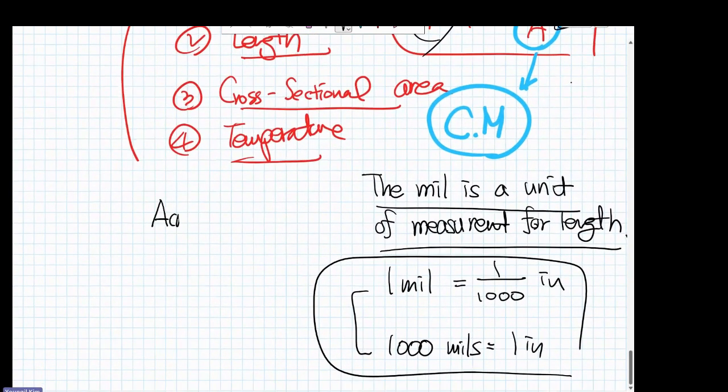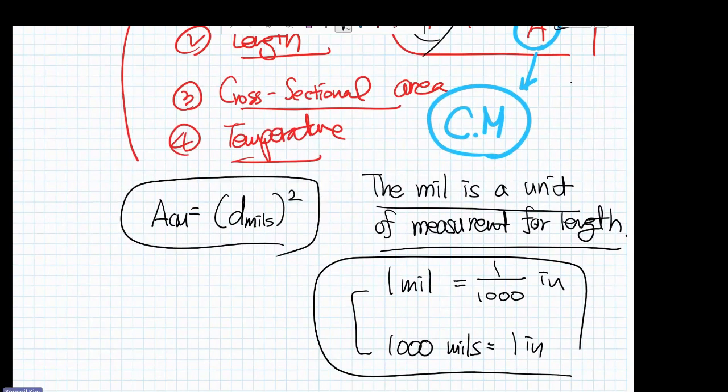So the cross sectional area we learned before was the diameter in mils squared. Okay, that was the formula. Okay, so I'm going to skip the practice calculations. Okay, you try yourself, and if you have any questions, please let me know.